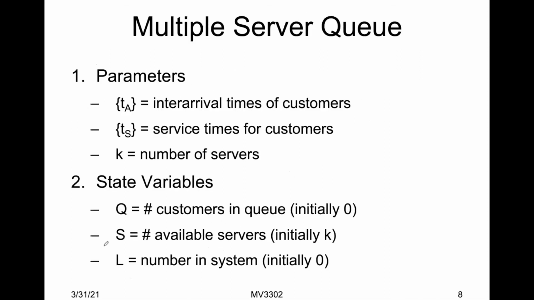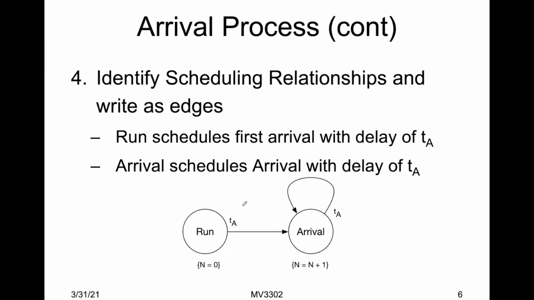Okay, so let's look at the multiple server queue. That's the second one that we did yesterday. So again, we had parameters. We had three parameters: our inter-arrival times, our service times, and the number of servers. Now for state variables, we had Q, the number of customers in the queue, initially 0. We had the number of available servers, S, which was initially K, and then L, the number in the system, which was initially 0.